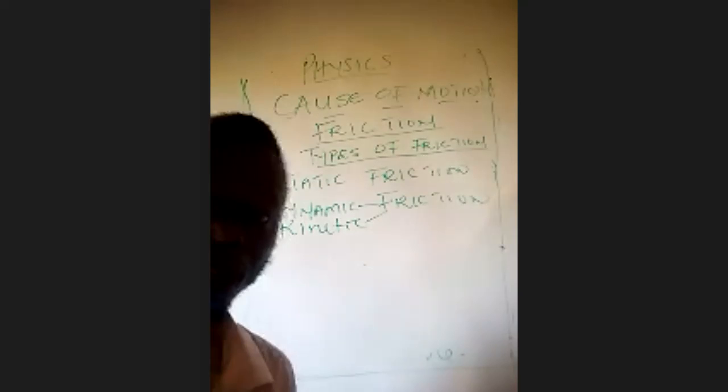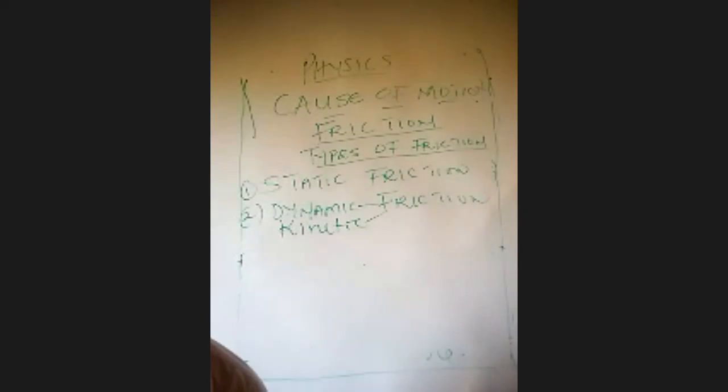Friction opposes the relative motion between two surfaces in contact. So that is what it does. That is, it acts in a direction opposite to that of the motion. So it opposes the direction of the motion.